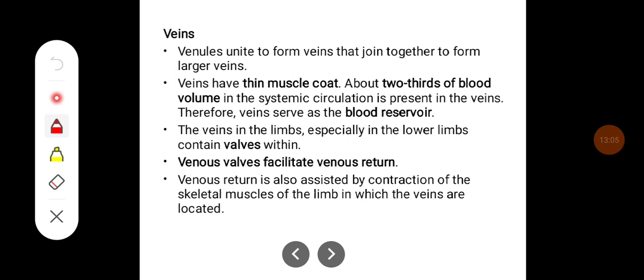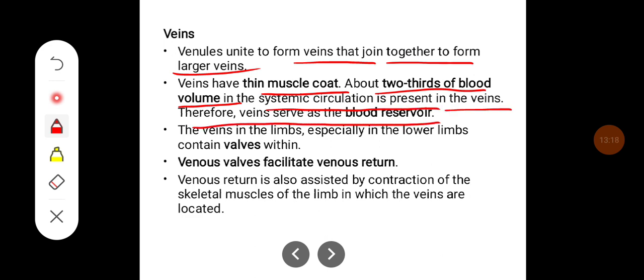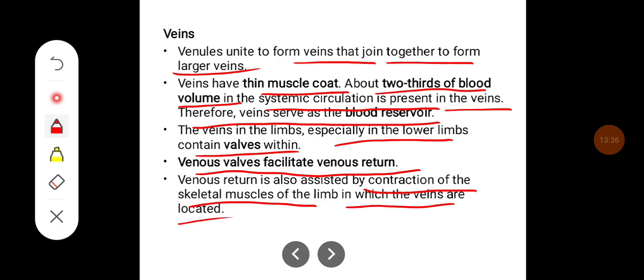Veins. Venules unite to form veins that join together to form larger veins. Veins have a thin muscle coat. About two thirds of blood volume in the systemic circulation is present in veins. Therefore, veins serve as the blood reservoir. The veins in the limbs, especially in the lower limbs, contain valves within. Venous valves facilitate venous return. Venous return is also assisted by contraction of the skeletal muscles of the limb in which the veins are located.